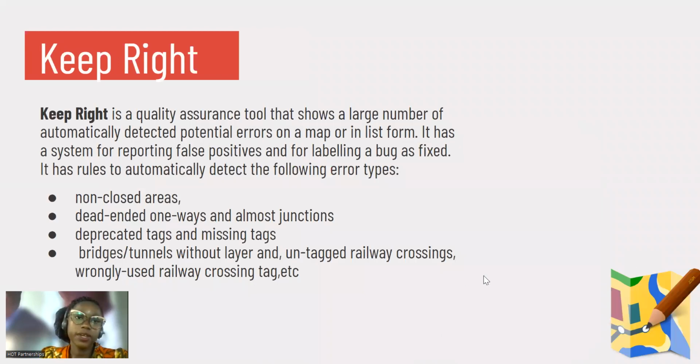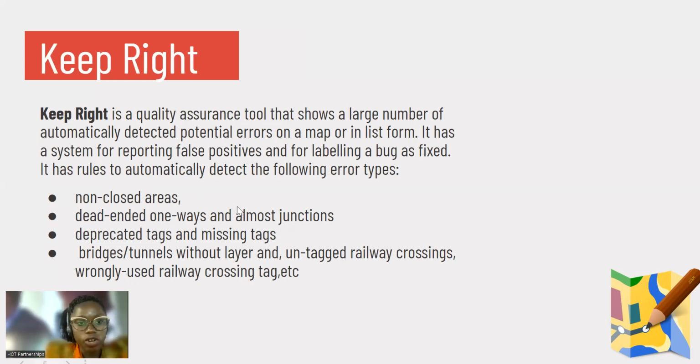So what is KeepRight? Just to mention, all these tools are web-based. You don't need to install anything. Just use your browser and you'll be able to go. KeepRight is a quality assurance tool that shows a large number of automatically detected potential errors on the map. It also queries issues like false positives, and these are some of the data quality issues that it queries.